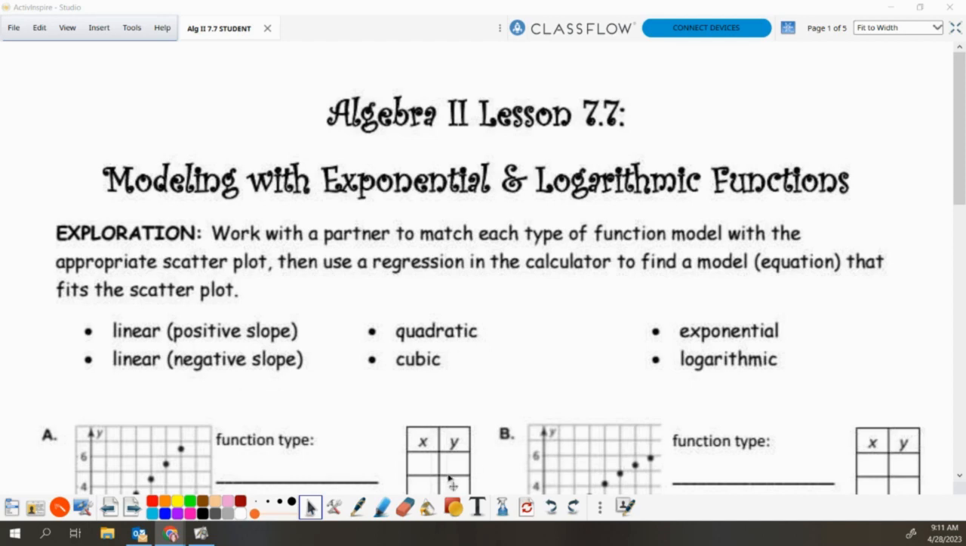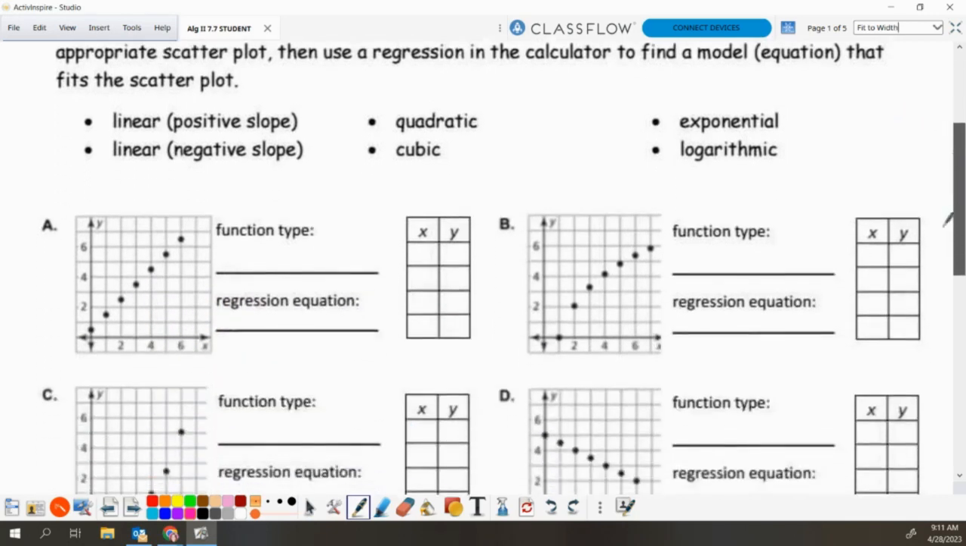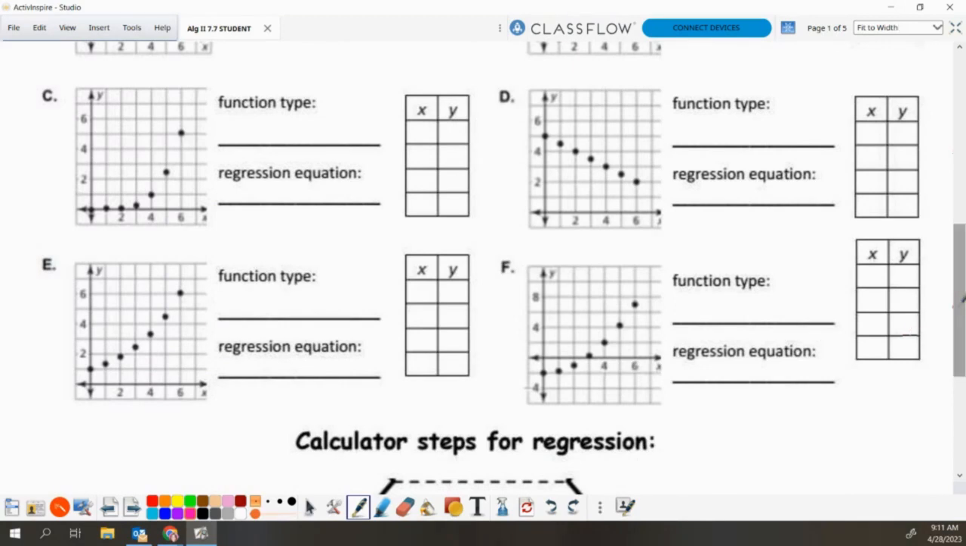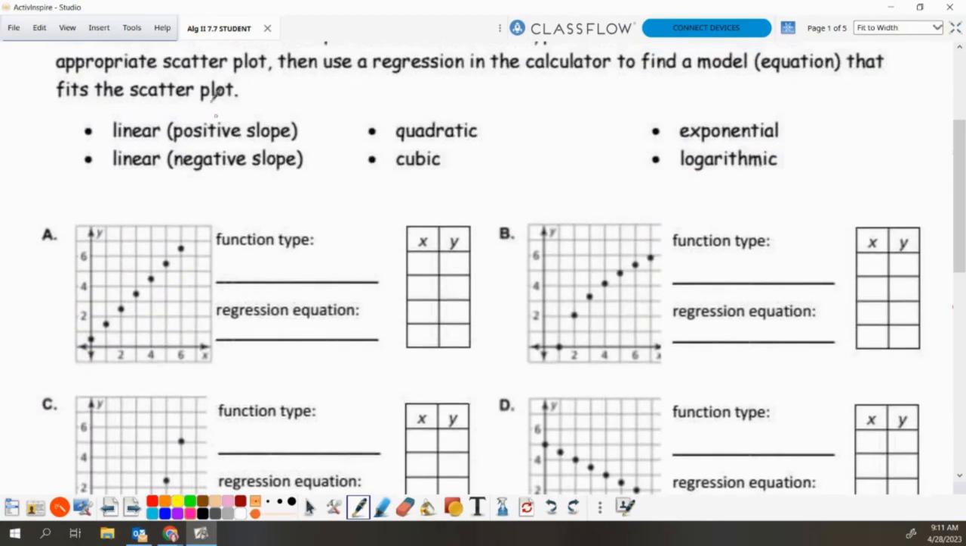So to get us started, I have given you 6 different graphs down below, and then 6 types of functions here. I'm going to give you about 30 seconds. That's all we're going to take. I need you guys to, based on the shapes of the graphs, and some of them are a little more challenging than others, determine which function goes with which graph.